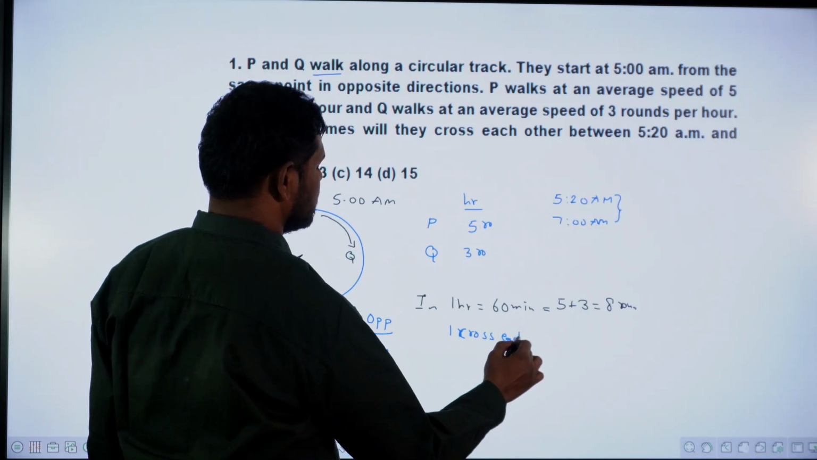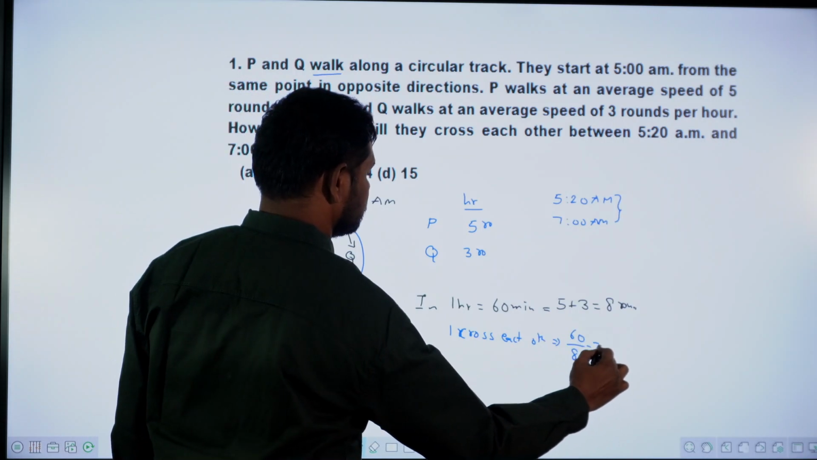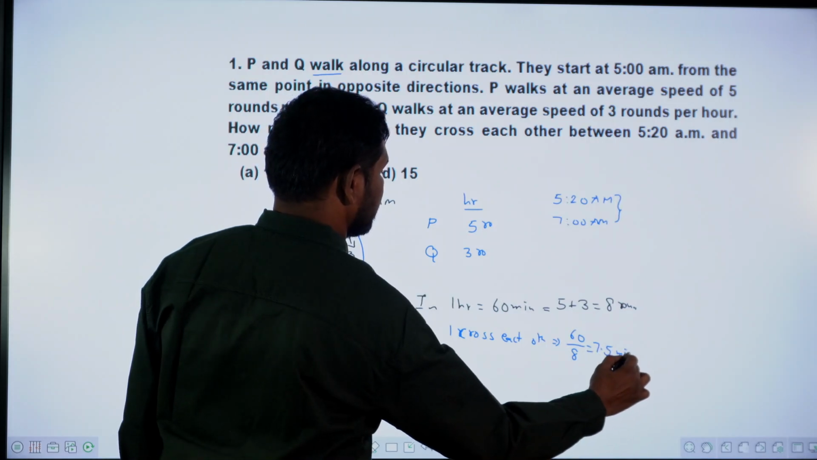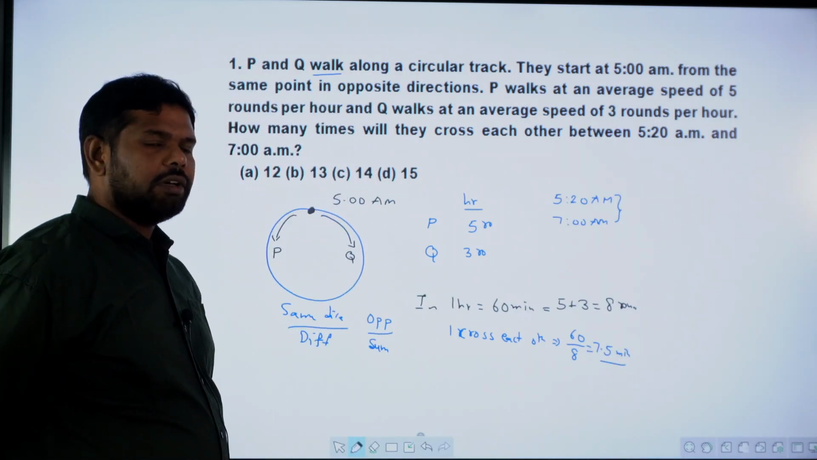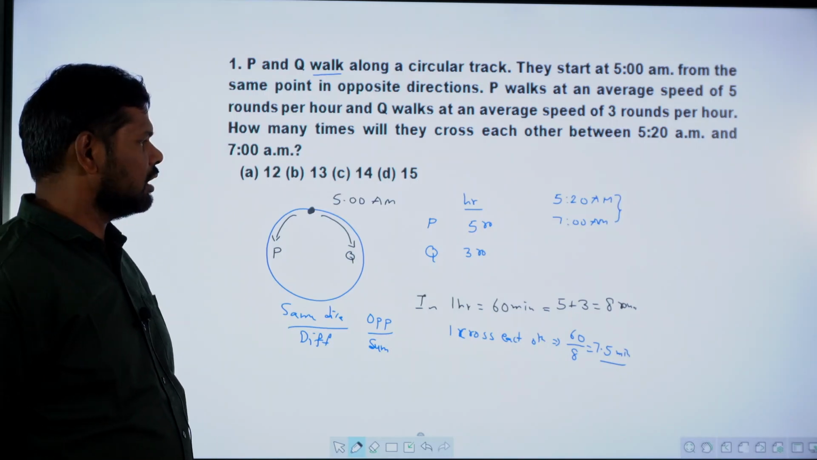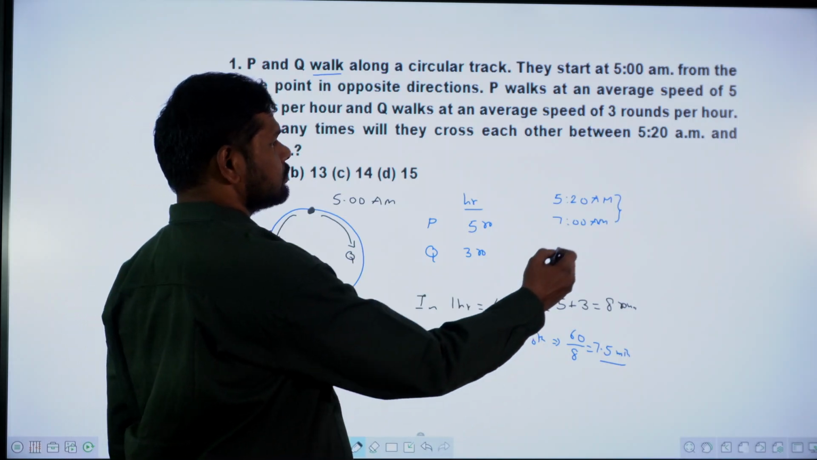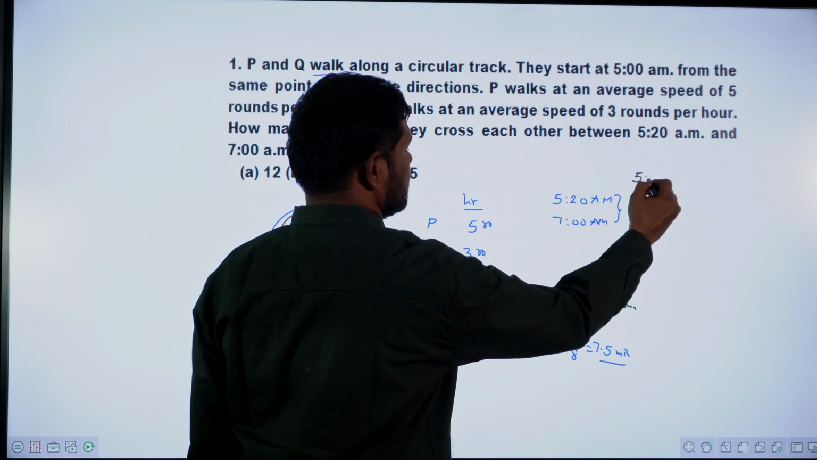One cross to each other is how much time? Simply 60 by 8, nothing but 7.5 minutes. So every 7.5 minutes they cross each other. That's clear based on the given data. So now I write, sometimes exactly 5 a.m.